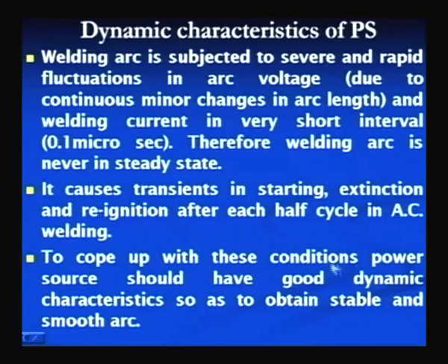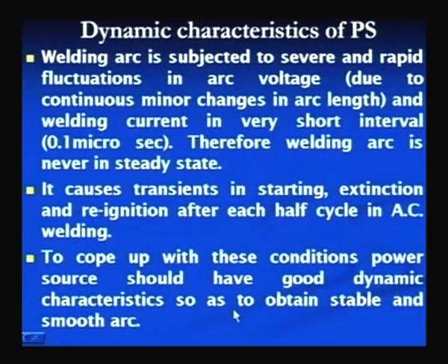And to cope with these conditions, the power source must be capable of supplying the current and voltage which is required to obtain a smooth and stable arc. You see, the conditions are constantly changing during the welding, and your power source must be able to supply the current and voltage as per the changing conditions. And if the power source has good dynamic characteristic, it will be able to supply the desired current and voltage under the changing conditions during the welding.